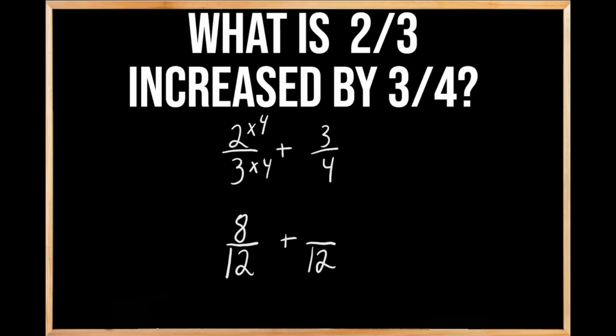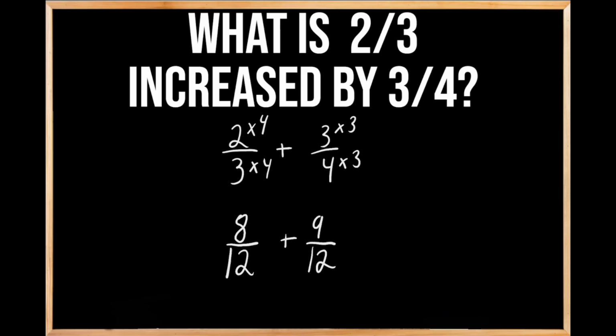Now for the second fraction, we had to multiply our denominator of 4 by 3 in order to get the denominator of 12. So we're going to do the same thing to our numerator up top. And when we multiply 3 times 3, we get 9 for the equivalent fraction of 9/12.